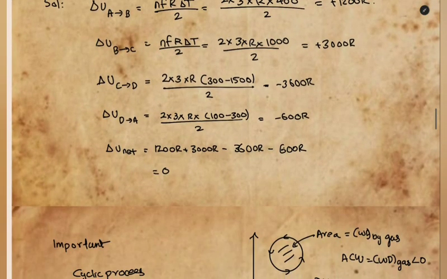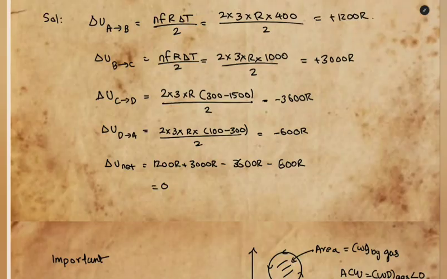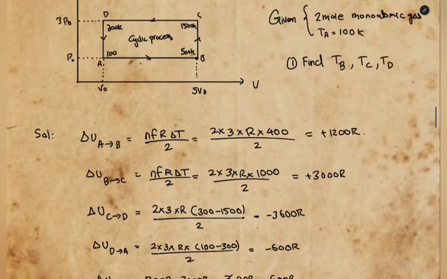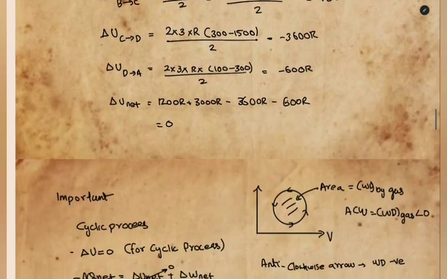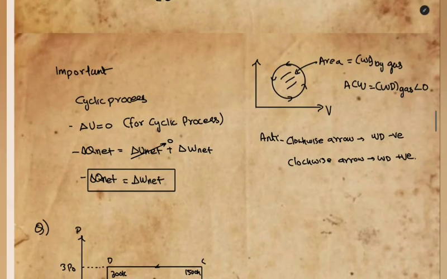And you can also find the delta U net, which comes to 0. For a cyclic process, delta U will be 0. It's an important point. For a cyclic process, delta U will be equal to 0 and Q net will be simply equal to work net.